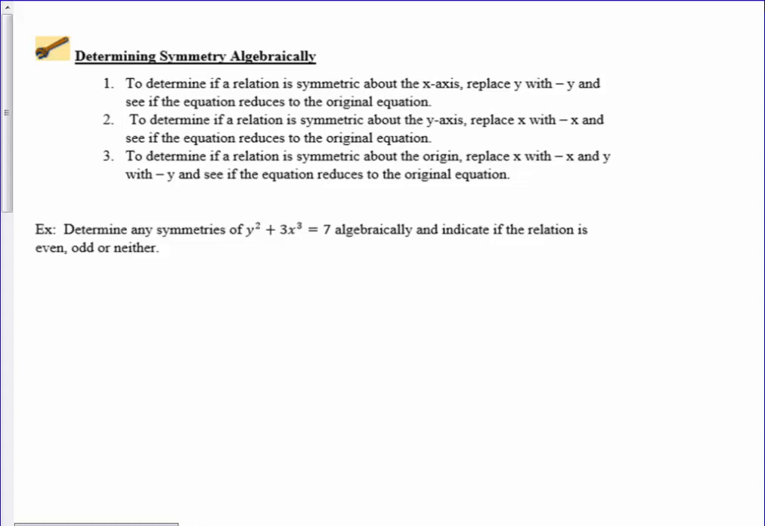Here we will look at an example that has to do with determining symmetries algebraically. I would only do this if the question specifically asked to determine a symmetry algebraically. For this, to determine if a relation is symmetric about the x-axis, you are going to replace y with negative y. So let's do that first. Also, we need to make a note that whatever you're given in your problem, we're going to call the original.